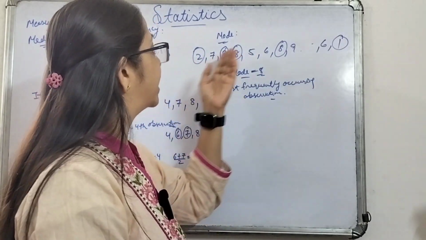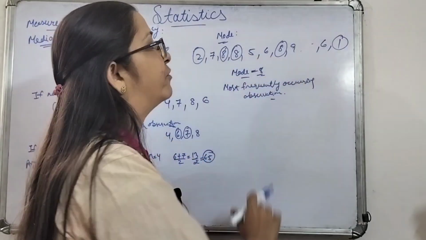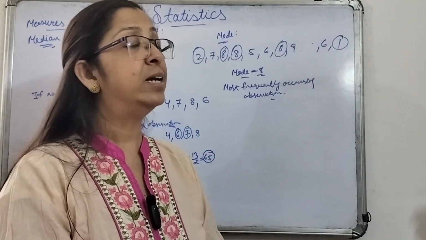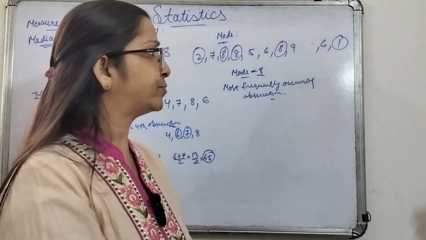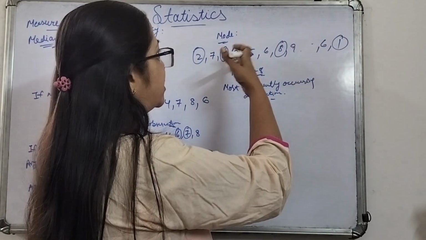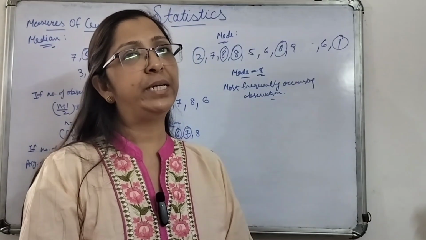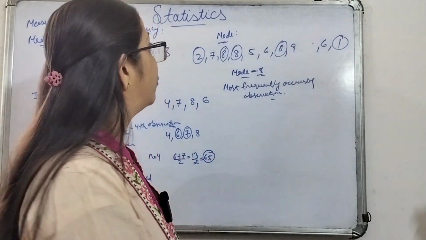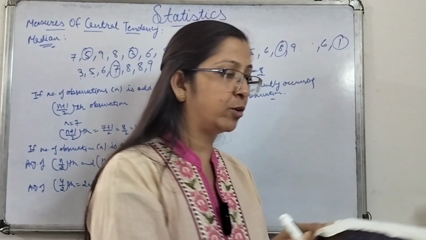So whenever extreme values of the observations are there, then mean is not the suitable way of finding your central tendency. In that case, your mode or the median are best suited. But if there are no such extreme observations, then mean is a very good way of finding your central tendency. So now let's understand some of the questions from your exercise.